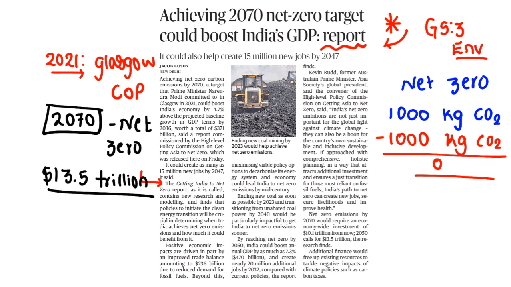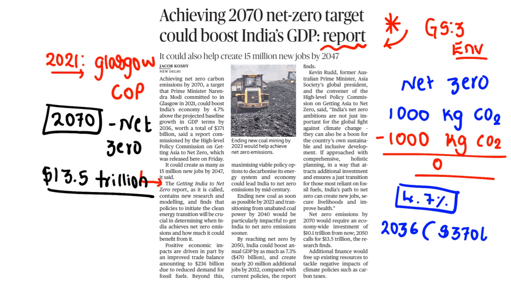What is that? See, if India tries to achieve net zero by 2070, every year it could add somewhere around 4.7% of GDP growth. Why? Because to achieve net zero, we might invest in green technologies, and we might also produce employment. This would help in increasing the economy at a very fast pace. Clear? So it is saying that by 2036 India might get a benefit of $370 billion, and if it keeps going, it would add more investment also. It is saying by 2047 India could provide 15 million jobs to the people who are seeking employment. Clear?